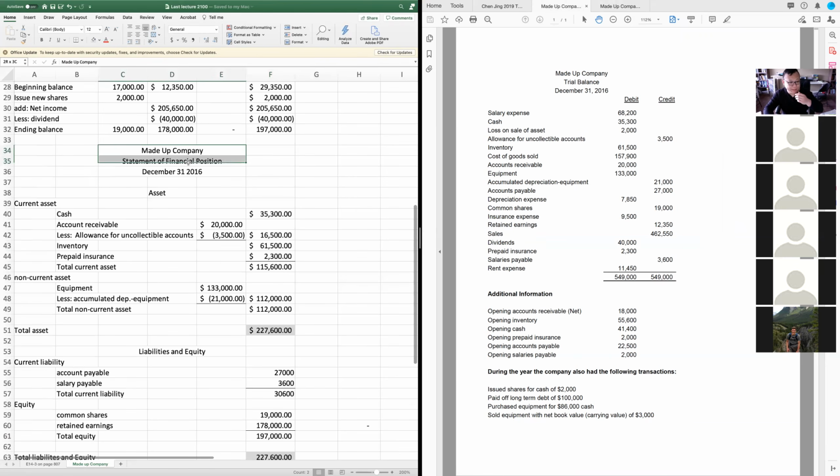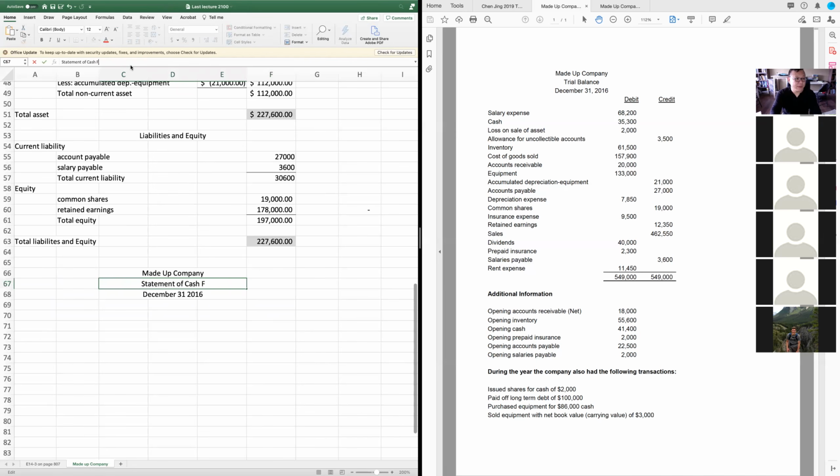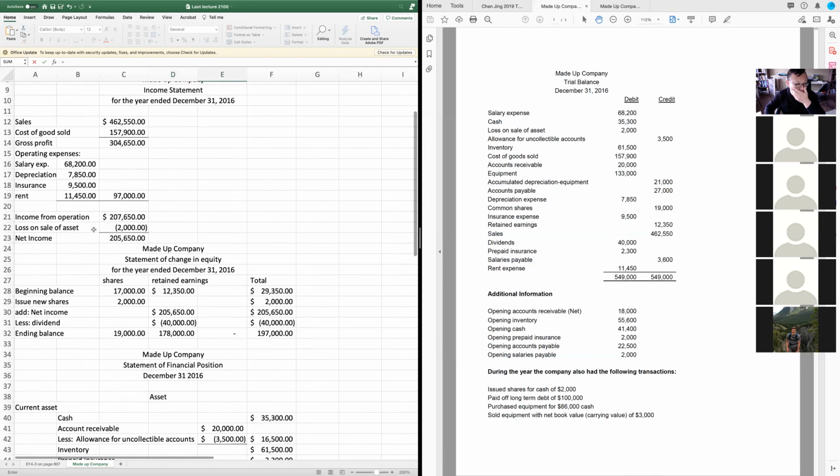Cash flow. Pardon me? Cash flow. Cash flow, yes. Statement of cash flows. This one is for the year ended. So I'm going to first do my operating activity. Well, I start from net income. My net income is, this is my net income.